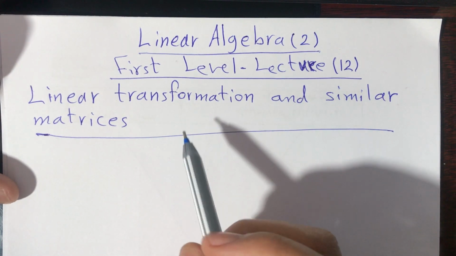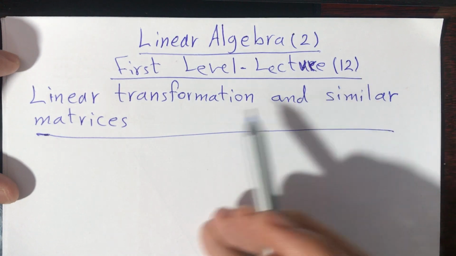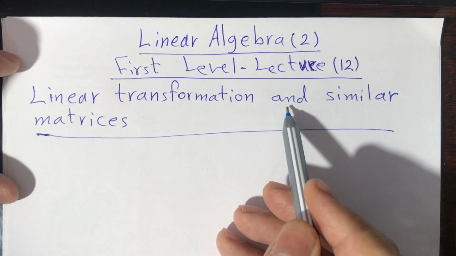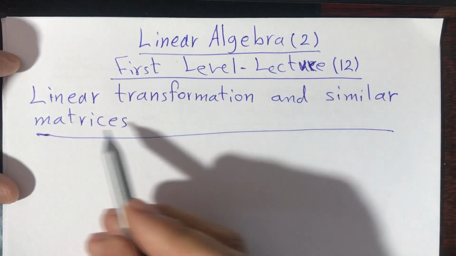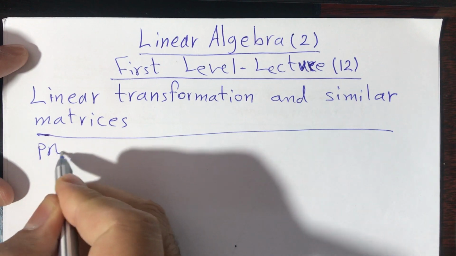Linear Algebra 2, First Level, Lecture 12. We complete linear transformation with similar matrices. We have this proposition.